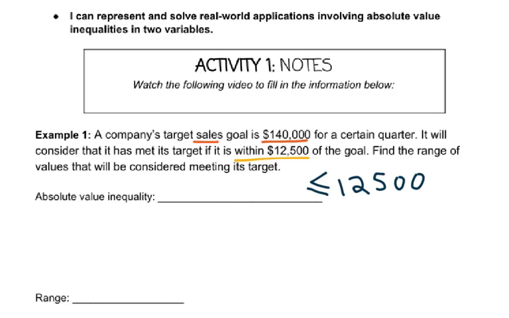So what does that mean mathematically? Well, the sales, we don't know what the sales are, so that's going to be our variable. And then the goal is 140,000. So we need the actual sales and the goal to be close to each other. And how do we measure how far apart they are? Well, that is what subtraction does. And so we need the difference, x minus 140,000, to be within $12,500.